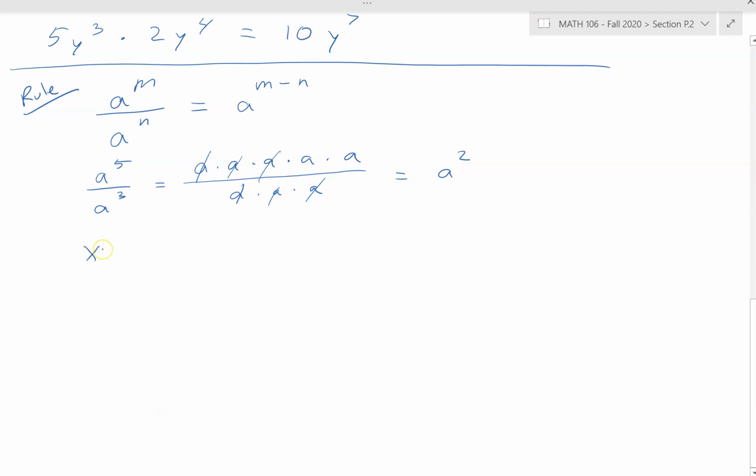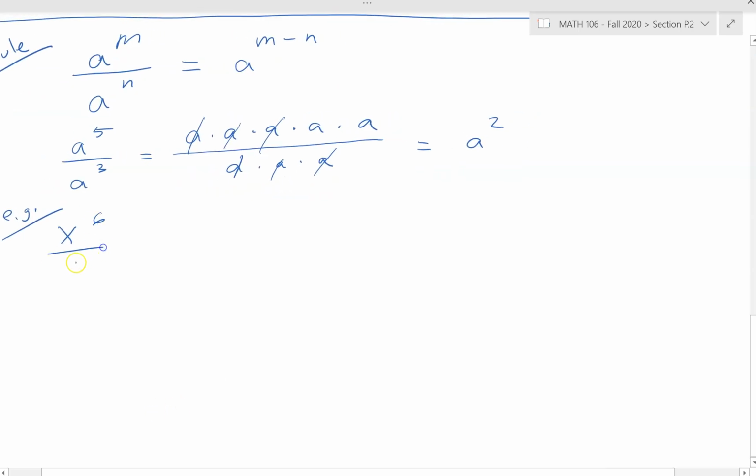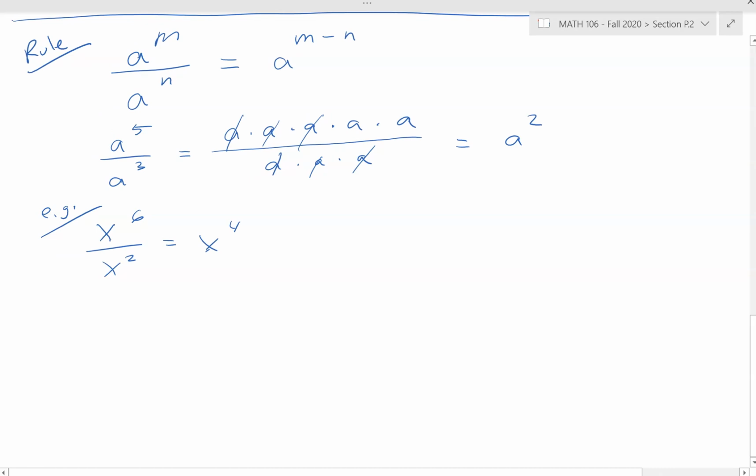If you have x, here's another example. X to the 6th over x squared. Again, that's very simple, x to the 4th. But you could have integers involved. So something like, let's think of a good one, 27y to the 4th all over 9y to the 6th. Okay. So I'd like to simplify that using the rules we've come up with so far.